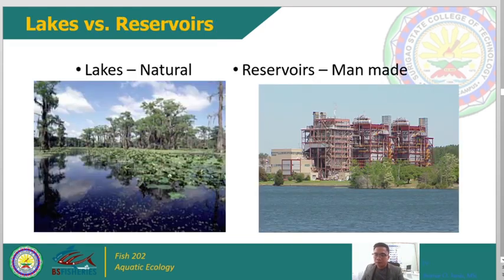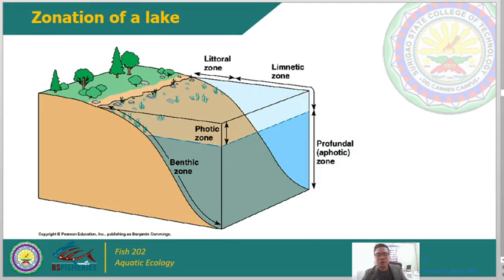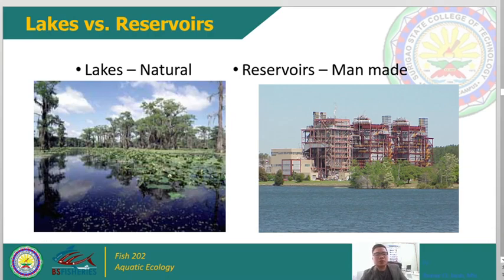Okay? Now, here we have the comparison between lakes and reservoirs. What's the difference between lakes and reservoirs? Lakes are natural, no? Naturally occurring. Ang reservoirs are man-made. Na-dam nga ilang gihimo, artificial integration with regards to build, some sort of a lentic environment.